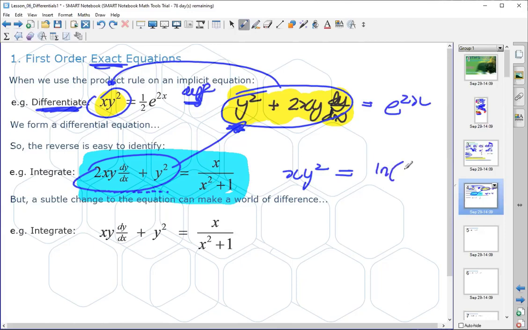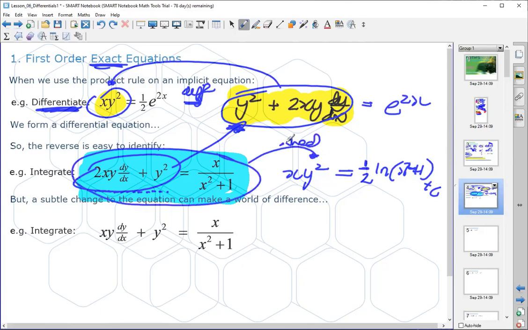So ln x squared plus 1, and then divide by x. What's the differential of ln x squared plus 1? 2x. Okay, and what do you need to get rid of? You need to get rid of the 2, so half. Okay, and we need a constant in there somewhere. I'm just going to write a plus C. So this is a differential equation, and we actually solved it just now. We've solved the differential equation.